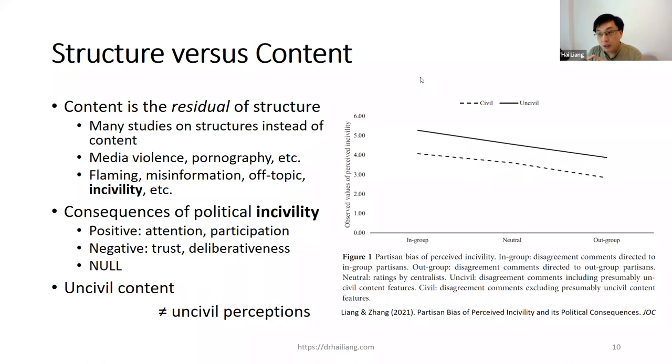So think about it. What is the treatment? It's uncivil content. This is not just about incivility experiments, but also about any experiments using content as a treatment, as a stimulus. Usually, for uncivil comments, you need to present a paragraph, okay, to your subject. The problem is that within that paragraph, in addition to the uncivil features like name calling, bad words, hate speech, and whatever else, there must be something else, right?